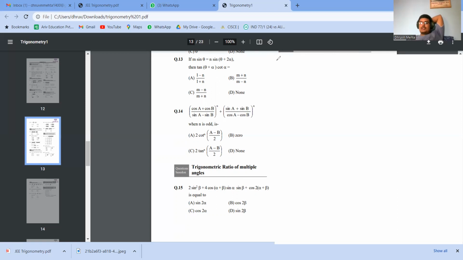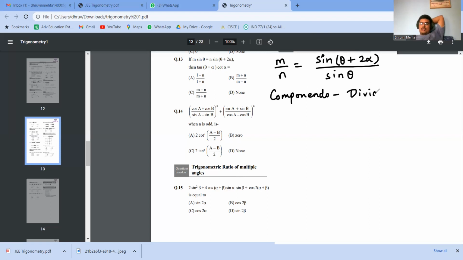So what we'll do is I'm writing this as m upon n is equal to sine of theta plus 2 alpha upon sine theta. Check this. Do you understand this cross multiplication? Now you use componendo dividendo. चलो अब इसके आगे componendo dividendo. आप लोग ट्राई करो, अब आ जाएगा ये. अब तो इजीली हो जाएगा.